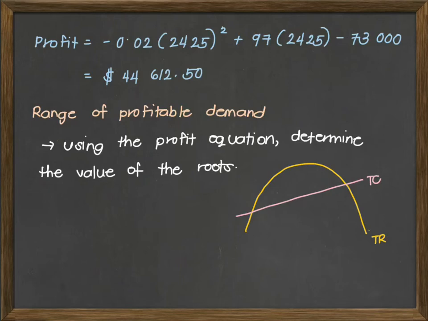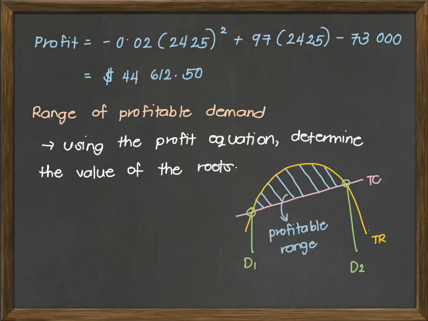And take note that there are two intersection points. At this point and at this point, that's your first demand that will give you profit, and then the second demand that will give you profit. Now, take note that the area under this curve is your profitable range. That means from D1 to D2, that is the range where you will have a profit.